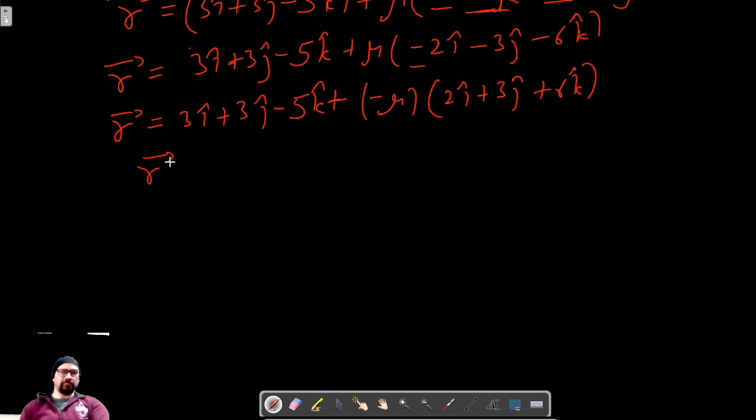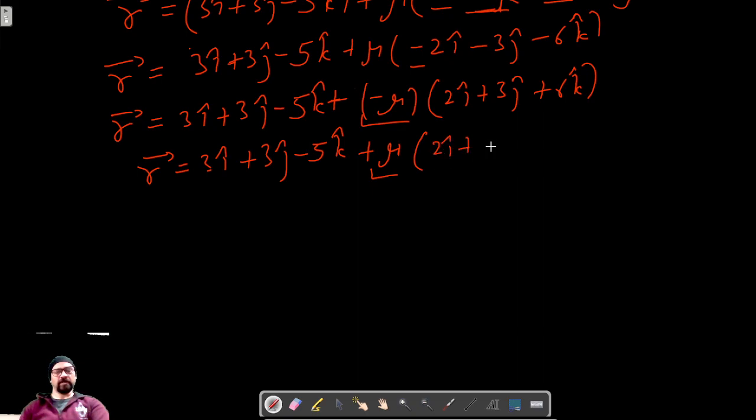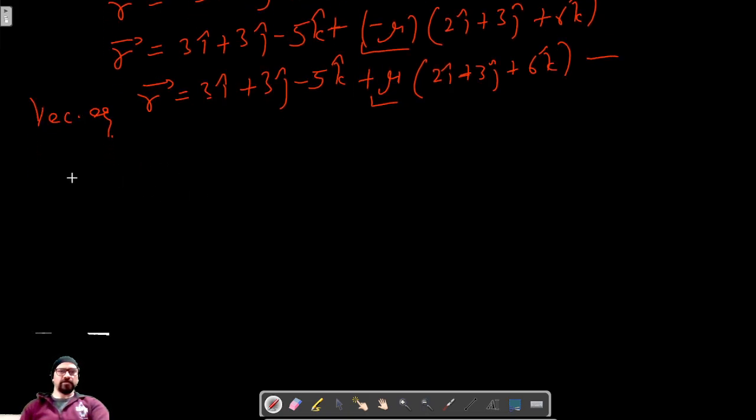So this is r vector is equal to 3i cap plus 3j cap minus 5k cap, and this is negative nu, still a constant, so I will keep it as nu. It's 2i cap plus 3j cap plus 6k cap. This is our vector equation, and the Cartesian equation of a line passing through 2 points. Let's write down the formula first.